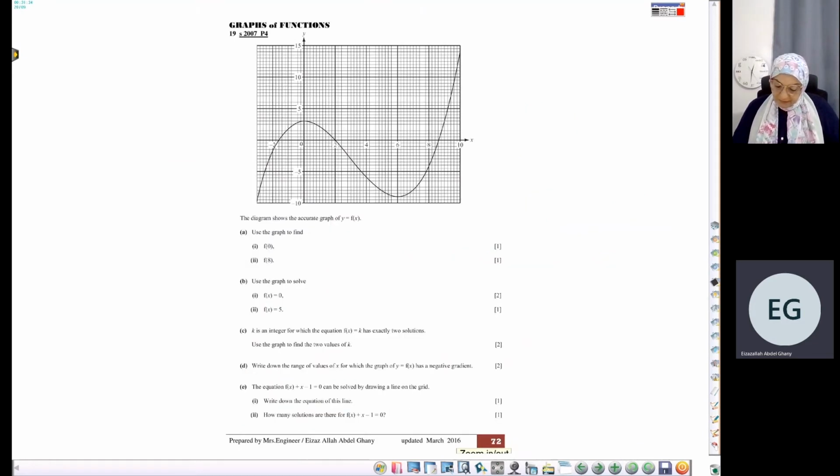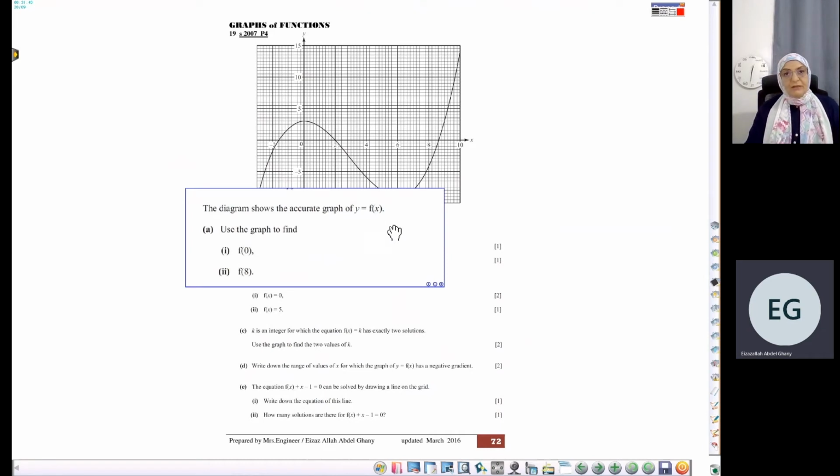Next question. In this question, we will learn how to read. The diagram shows the accurate graph of y equals f of x. It didn't mention whether it's a quadratic function or a cubic function, but it looks like a cubic function, of course, with humps. Use the graph to find f of 0 and f of 8. Usually the function is f of x, so the variable between brackets is x. So here between brackets x equals 0, between brackets x equals 8.